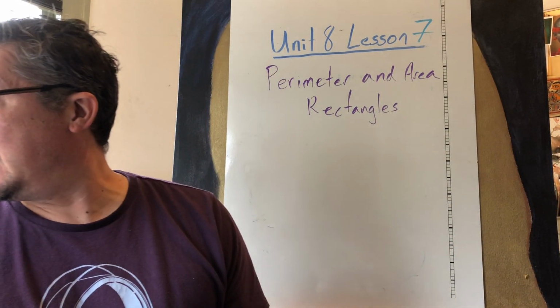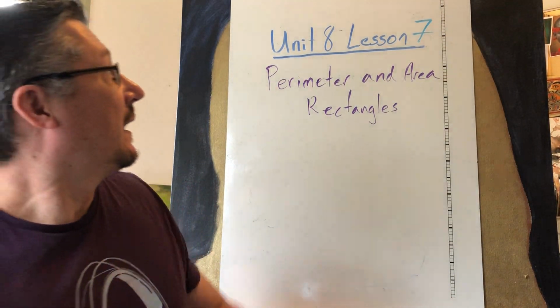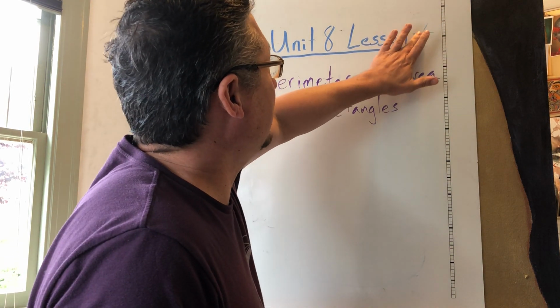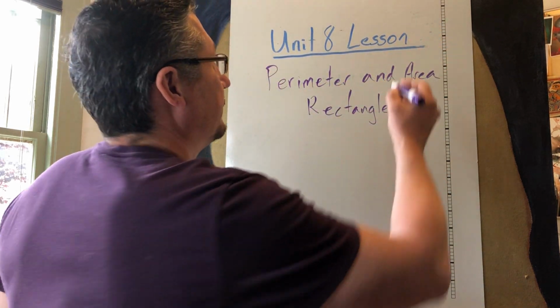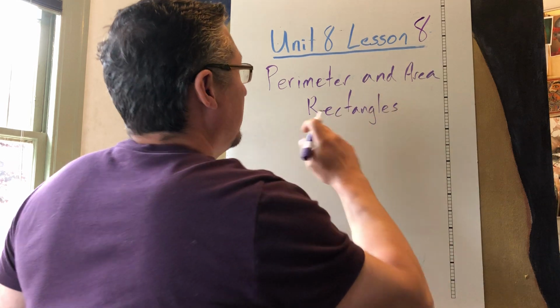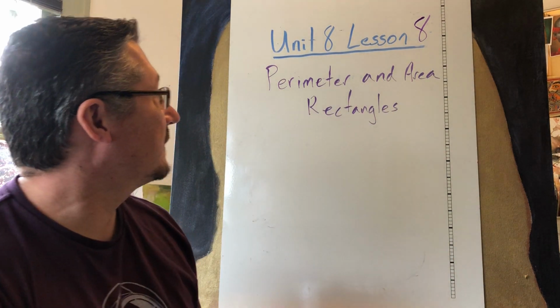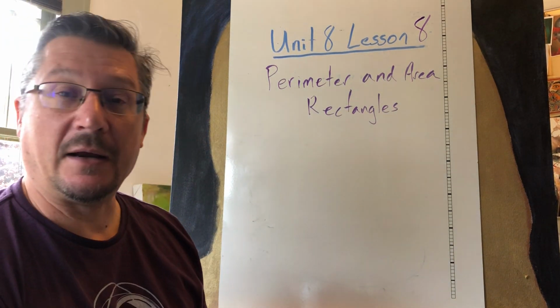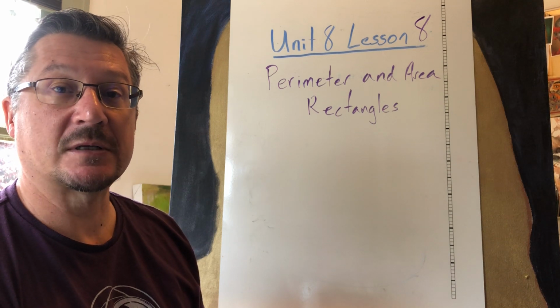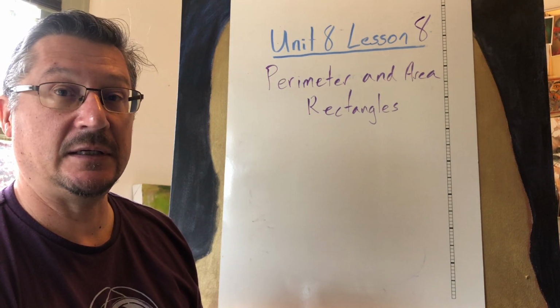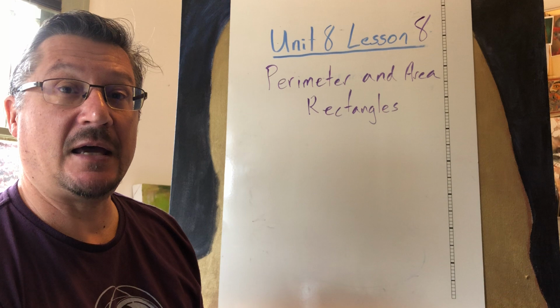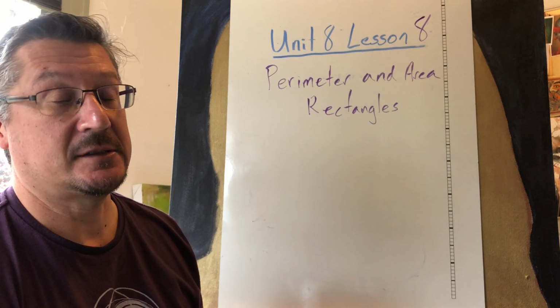Okay, this is Unit 8, Lesson 8: perimeter and area of rectangles. Now most of you know area and perimeter. What's going to be different in this lesson is that they are using some fractions.